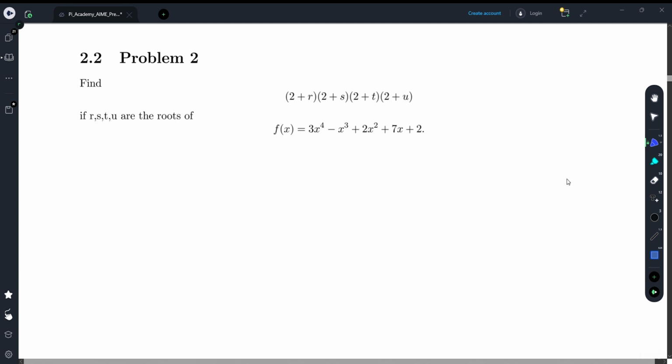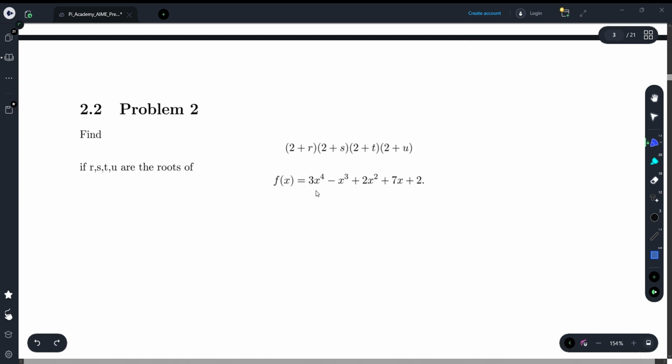Today we'll be doing problem 2 in the Polynomials in the AIME problem set. So find 2 plus r times 2 plus s times 2 plus t times 2 plus u if r, s, t, u are the roots of this polynomial.